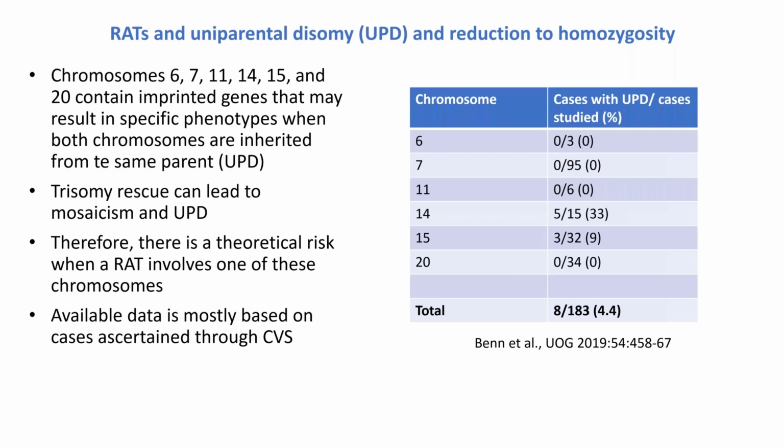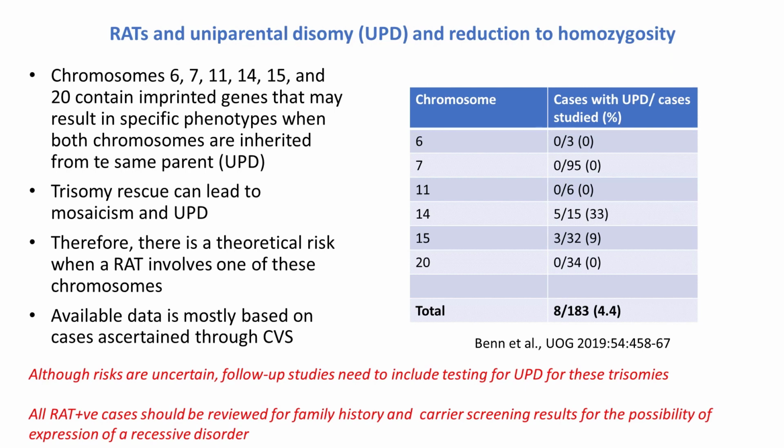So if that involves chromosomes 6, 7, 11, 14, 15, or 20, we know that that can be associated with a so-called imprinting genetic disorder. The genes are expressed differently on the 2 chromosomes in the normal situation, and that can be associated with a distinct phenotype for each of these. So if it involves one of these chromosomes, you need to do an invasive test, you need to rule out uniparental disomy. And we're not done yet, because for the other chromosomes, there's still a concern.